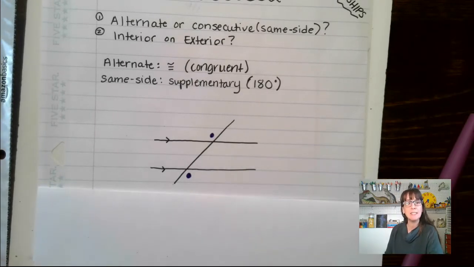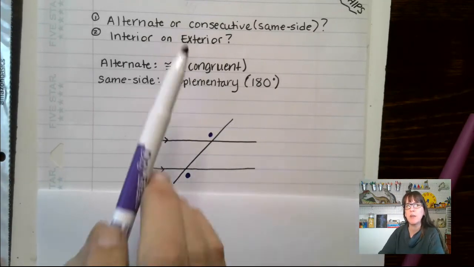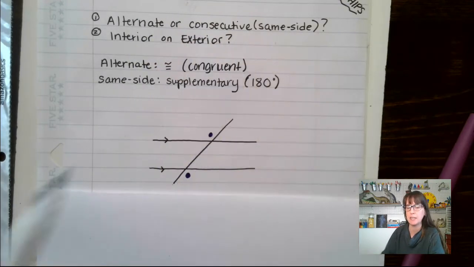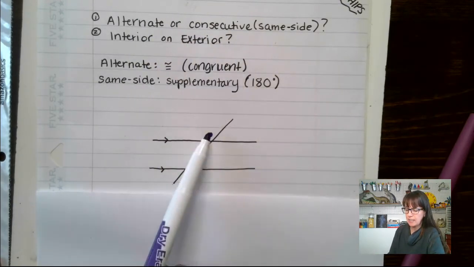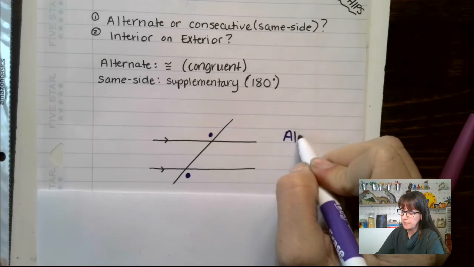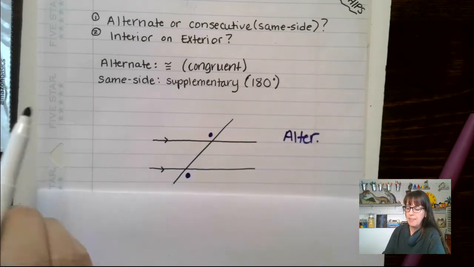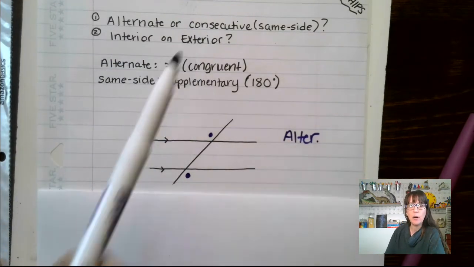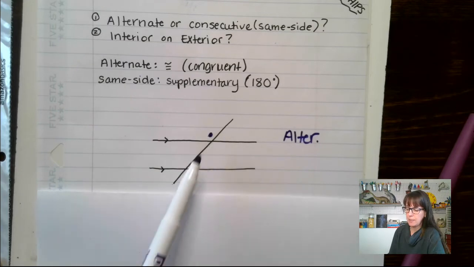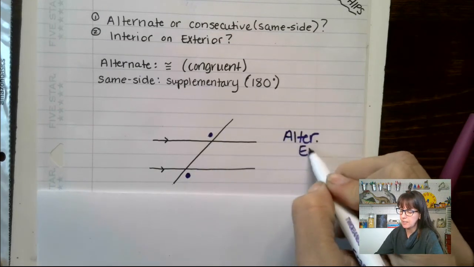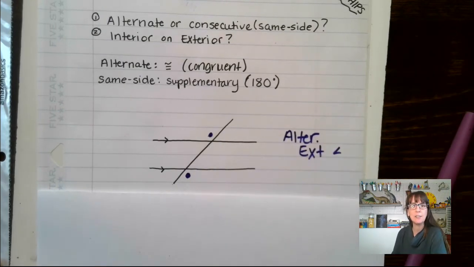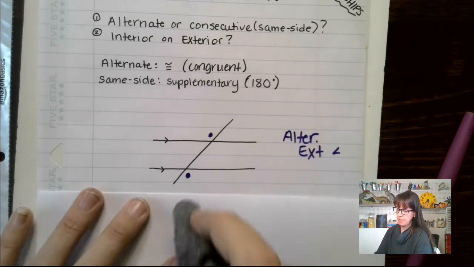Okay, so we look at this and we see our transversal here, and we have to decide: is it the alternate or same side? This is alternate sides, so these are alternate. And then we have to determine, is it interior or exterior? These are on the outside of the parallel lines, so it's alternate exterior angles. Alternate exterior angles. Let's try another one.